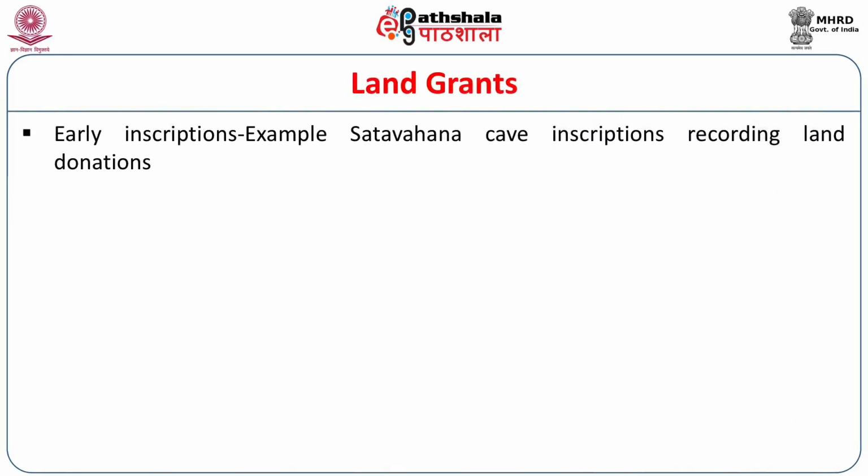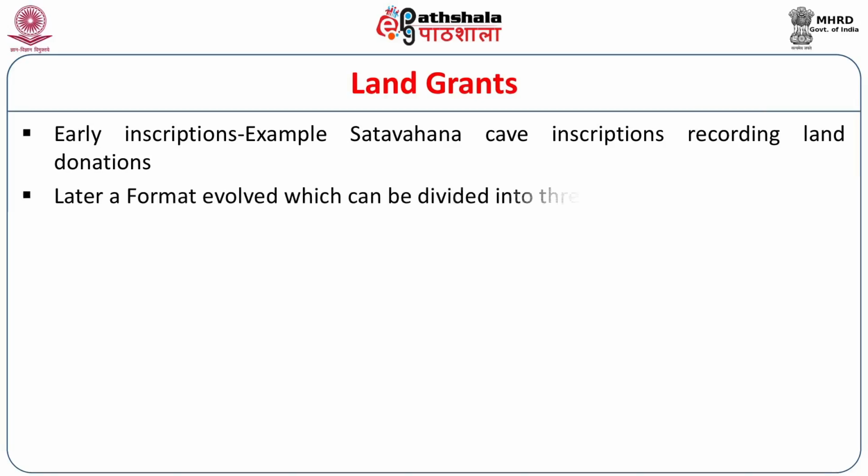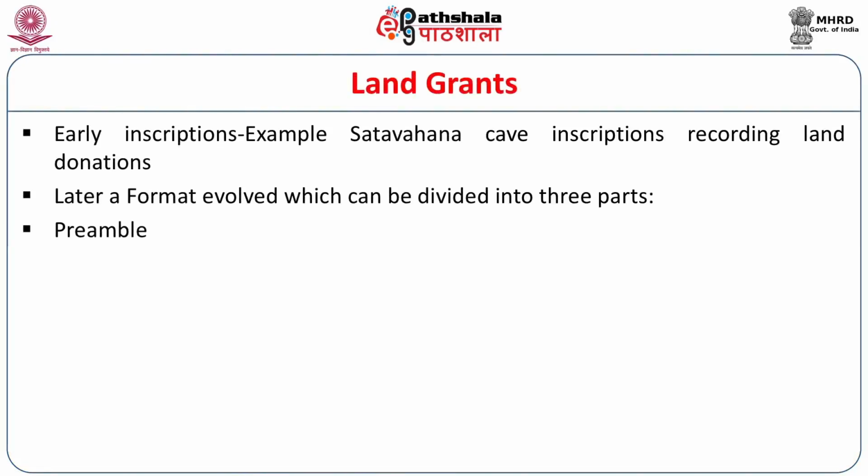So the early inscriptions, as I have already mentioned, are the Satavahana cave inscriptions recording land donations, and later a format evolved which can be divided into 3 parts. So whenever you get the land grant, you can see that there are 3 stages in which the land grant is actually written. The first stage is the stage of preamble, which is actually invocation and introduction to the land grant. The second is a notification, and third can be called a conclusion.